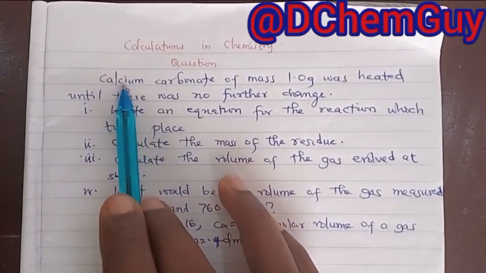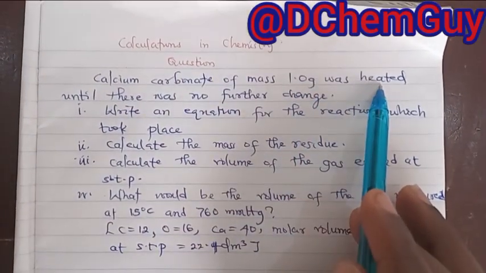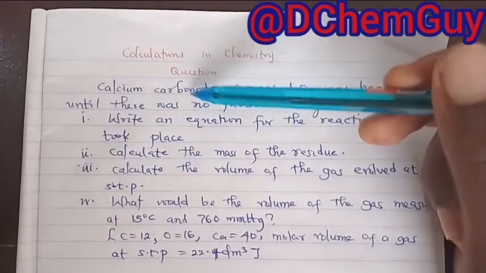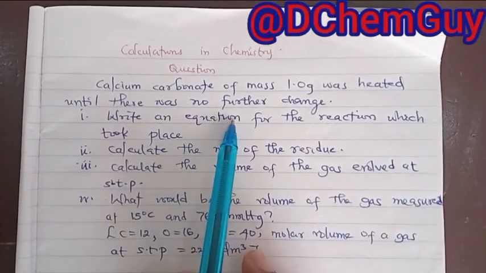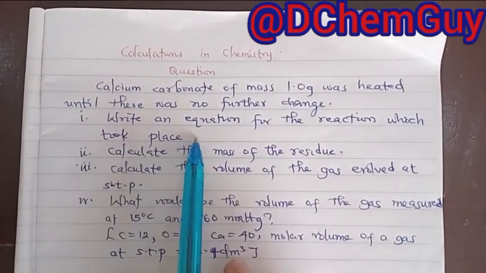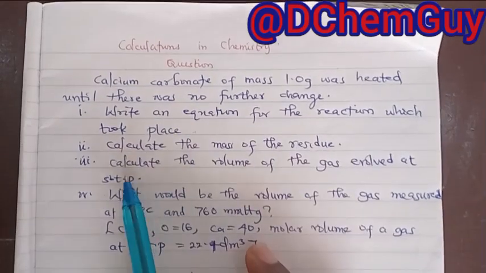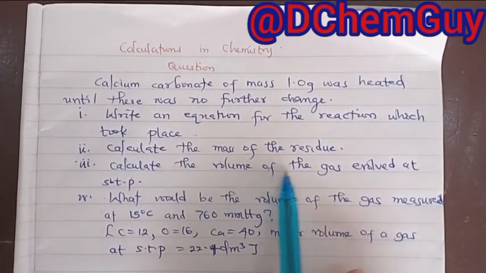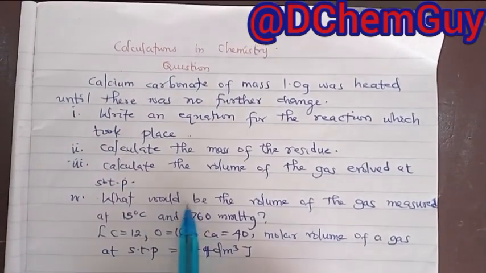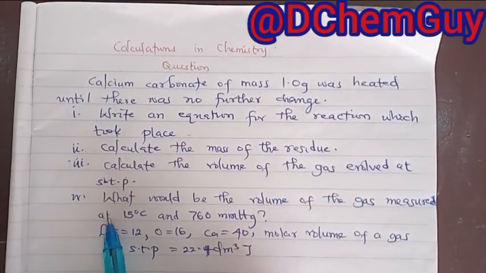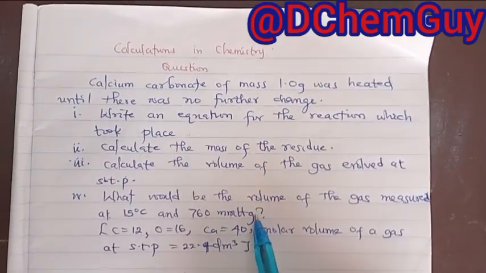Now, the question reads: calcium carbonate of mass 1.0 gram was heated until there was no further change. 1. Write an equation for the reaction which took place. 2. Calculate the mass of the residue. 3. Calculate the volume of the gas evolved at STP. 4. What would be the volume of the gas measured at 15 degrees Celsius and 760 millimeter of mercury?